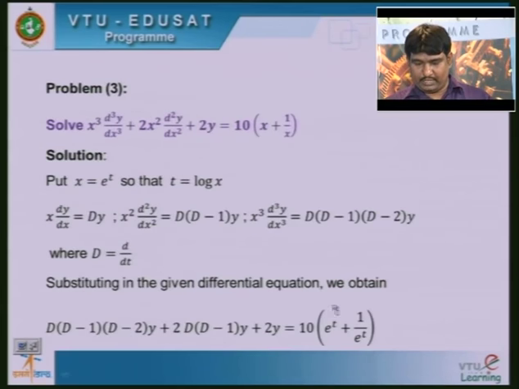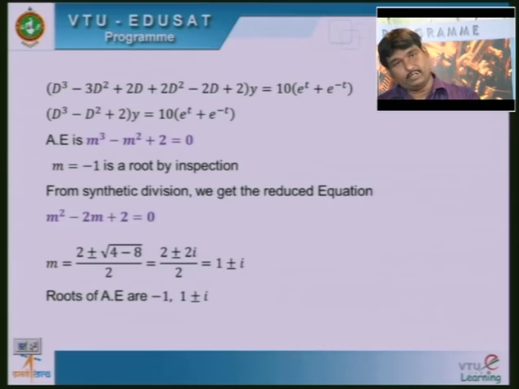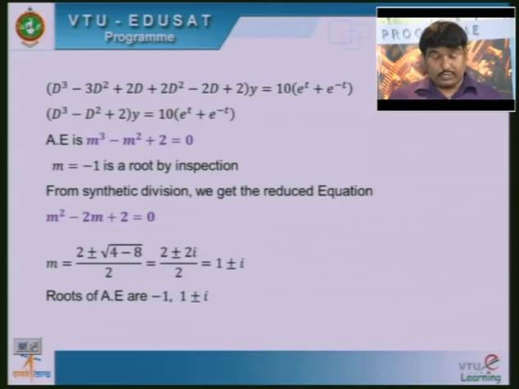So, this I have converted, x is e to the power of t, 1 by x is 1 by e to the power of t. Convert x in terms of t, express everything, because LHS is a derivative with respect to independent variable t. Now, auxiliary equation is m cube minus m square plus 2 equals 0. Now, it is a cubic equation.